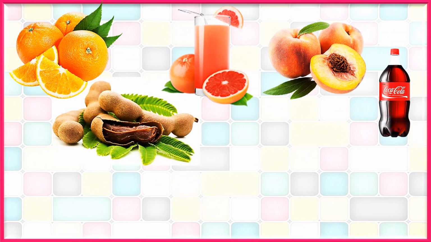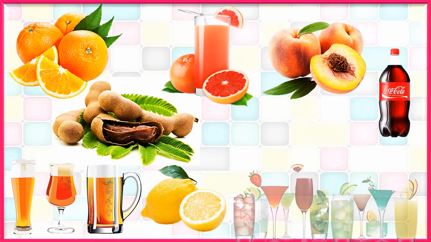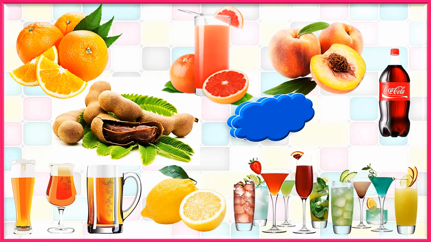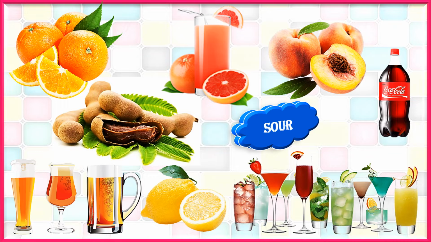Look at all these food stuff here. Some of them are fruits. Then there is tamarind, there is Coca-Cola, and we have alcoholic drinks, lime, some more drinks. If you think about all these food stuff, cold drinks and alcoholic drinks, one thing that they have in common is that they are all sour. And they are sour because of the presence of acid in them.